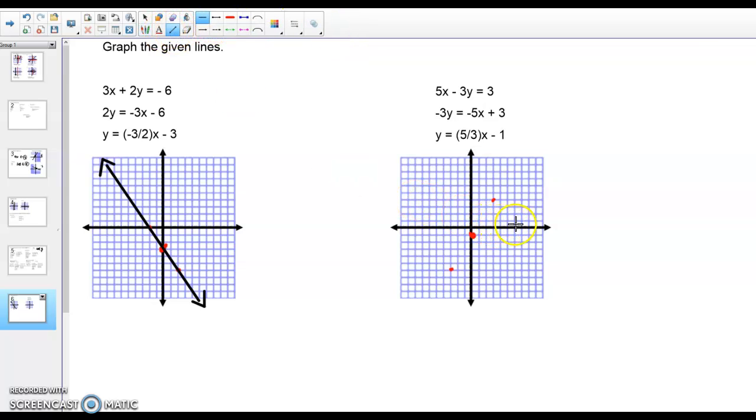Okay, and here's going to be my line. Come through. And really, any point on this line should make this statement true. So let's try this point right here. Negative 3, 1, 2, 3, 4, 5, 6. Negative 3, negative 6. Negative 3 times 5 is negative 15. Negative 3 times negative 6 is positive 18. Negative 15 and 18 is 3. So therefore, it must be true.